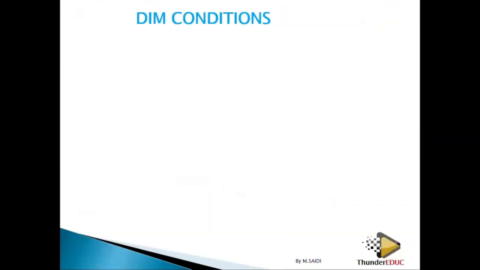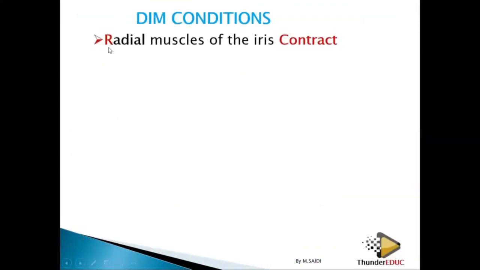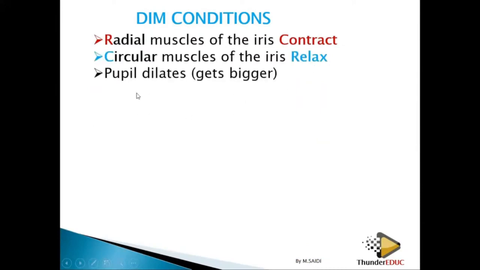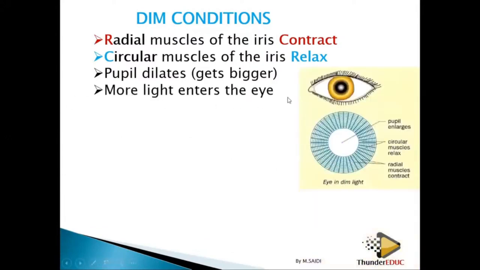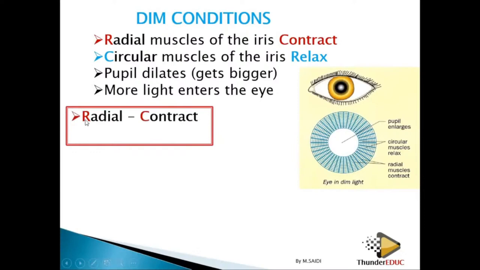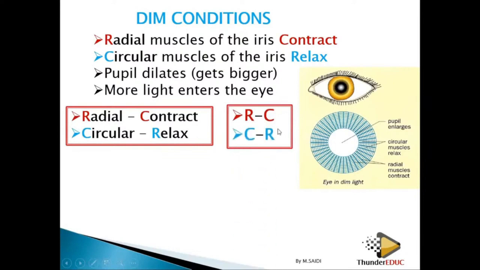What about dim light? In dim conditions, what happens? The radial muscles will contract and then the circular muscles will relax. It's just the opposite of the other one. So the pupil dilates. When you talk about dilation, it means that it becomes bigger. It increases in size, it becomes wider, and then more light will enter the eye. If you compare this one with the one in bright light, you find out that the pupil here is big. Even this distance, you see that it's big enough. So I can abbreviate it: radial with contract and circular with relax, which means R with C and C with R.